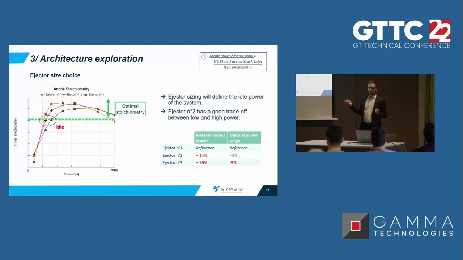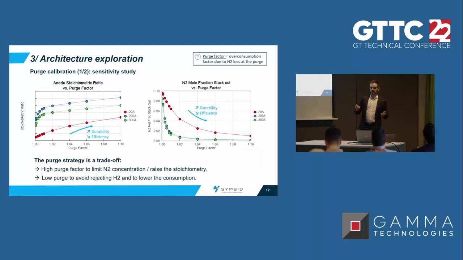So now that we've chosen the ejector, we can now optimize the purge, meaning we optimize what gas is left in the anode loop. To do that, we defined the purge factor on the top right again. The purge factor is basically the overconsumption of hydrogen due to the purge.